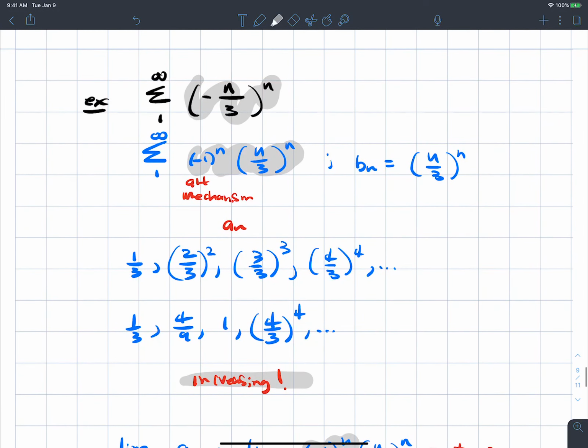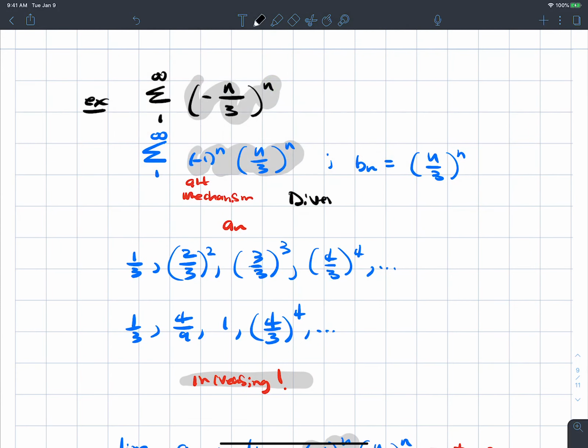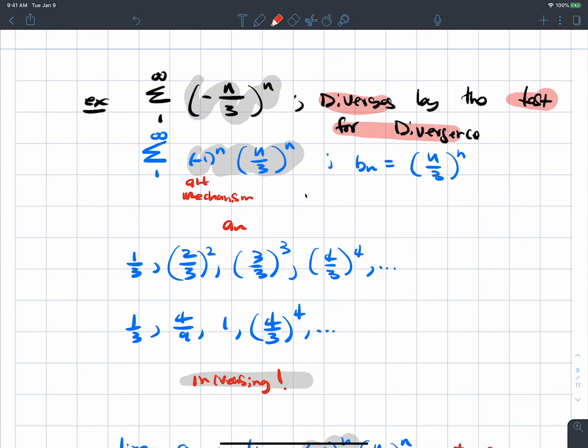And so here's our conclusion. This diverges. Now put it here. Diverges by the test for divergence. So there you go, ladies and gentlemen. Diverges by the test for divergence.